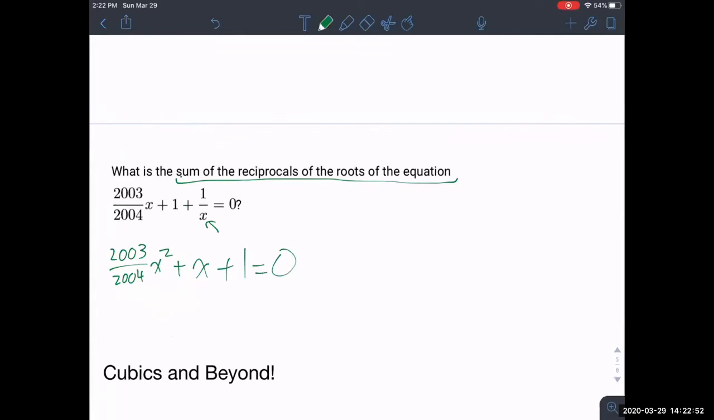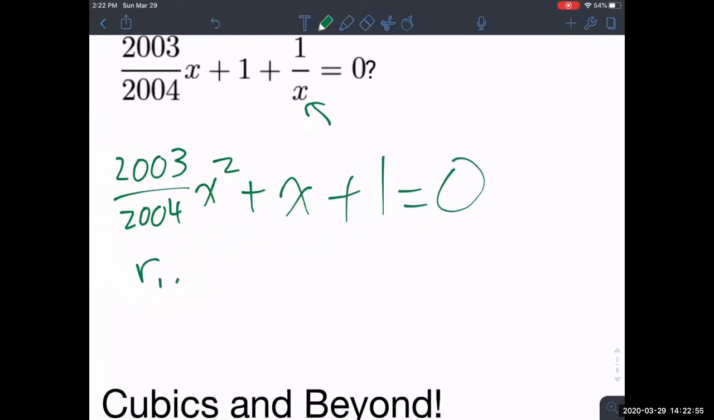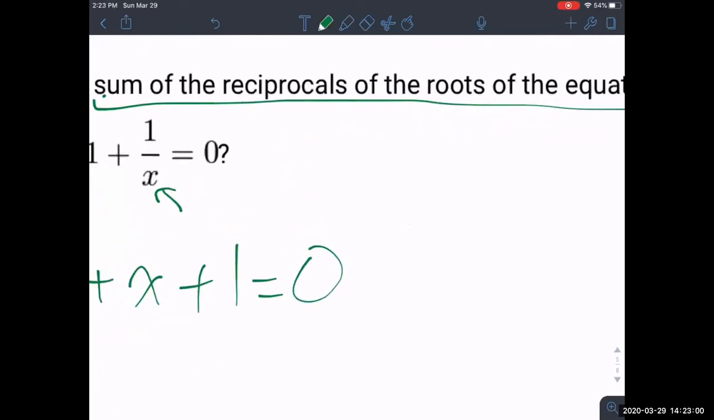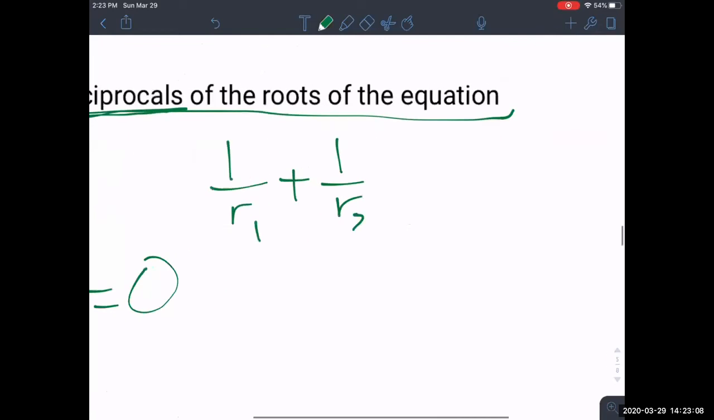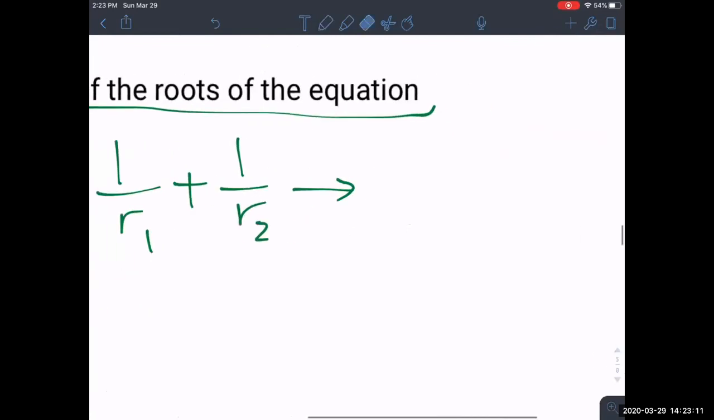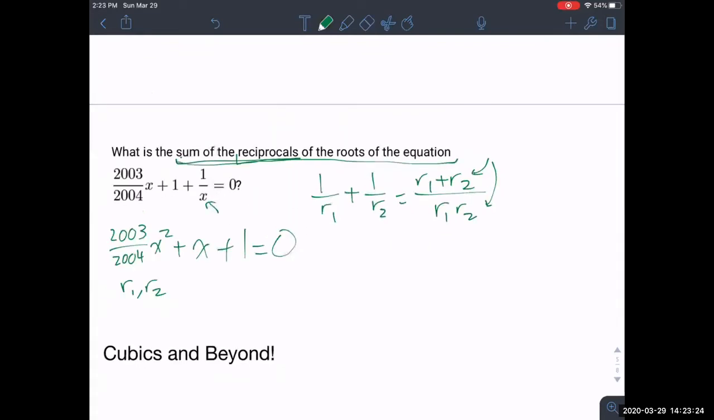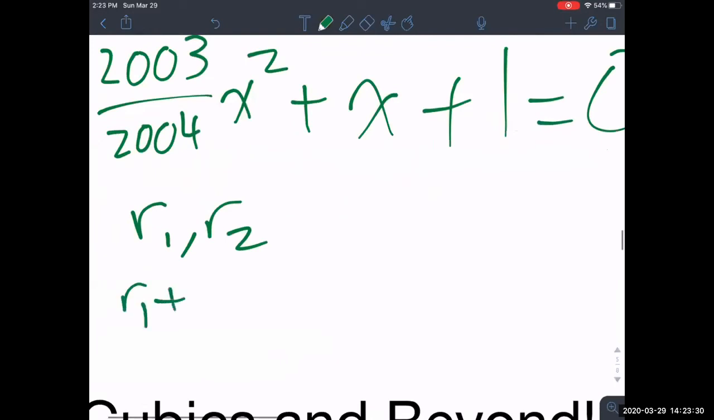And now let's call the two roots of this equation R1 and R2. It's not immediately obvious how to find the sum of the reciprocals because that's definitely not something that's covered. But observe that when you take these two and combine them with a common denominator, you get that. Surprise, surprise! It is one thing that we get from Vieta's over the other thing that we get from Vieta's, and those two are both pretty easy to find.